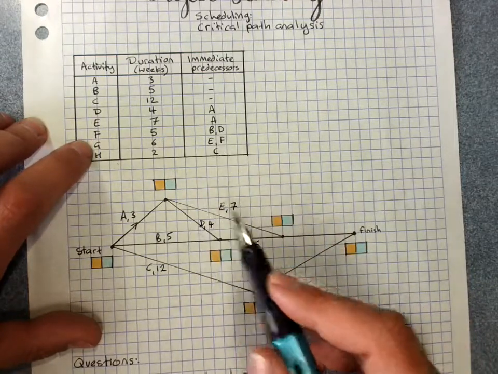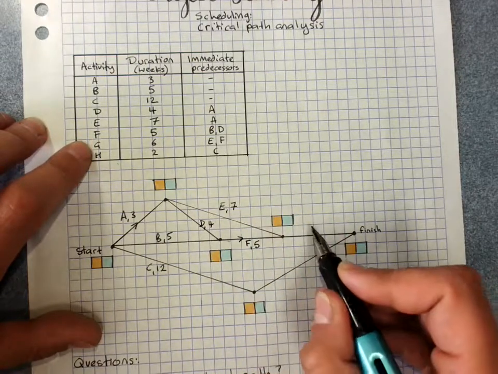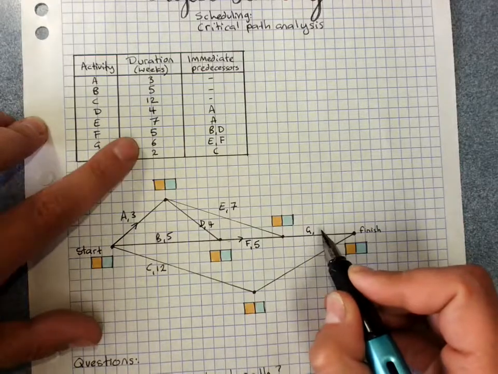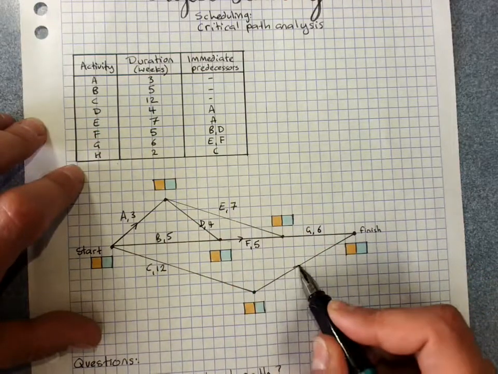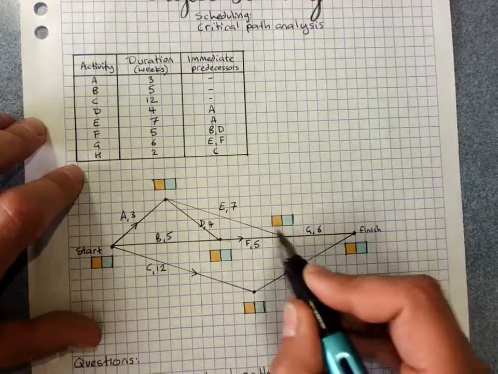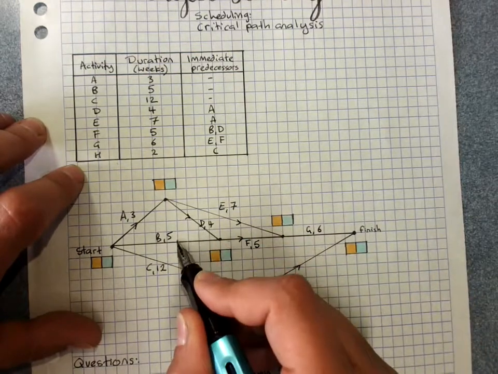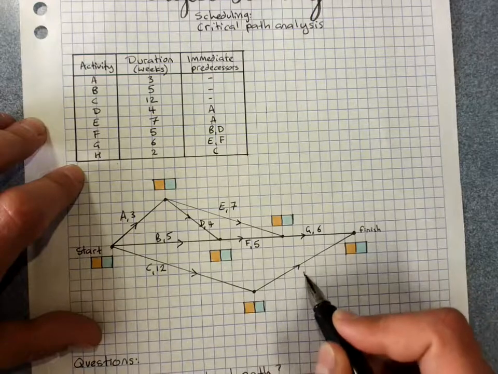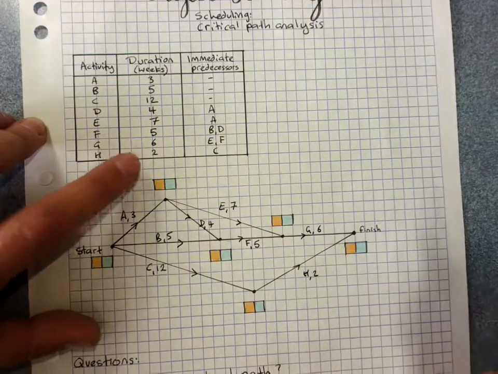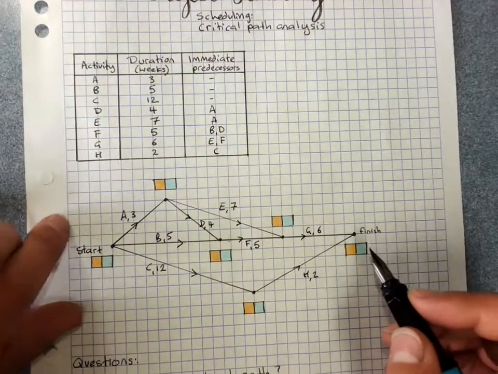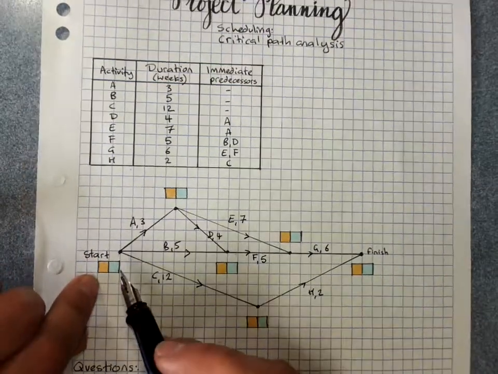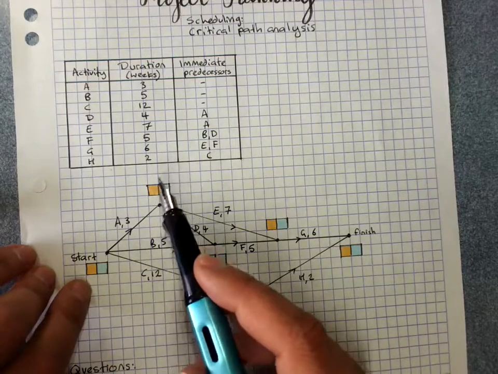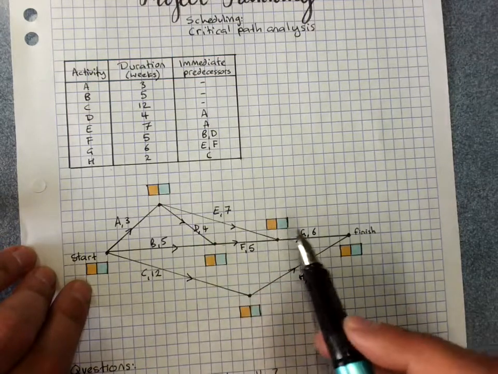G required E and F, and G had a length of 6 weeks, and H required a predecessor of C. Oops, I forgot some arrows here. H had a length of 2 weeks. So that's our activity network, and remember we put 2 boxes or 1 box with 2 zones at each vertex.